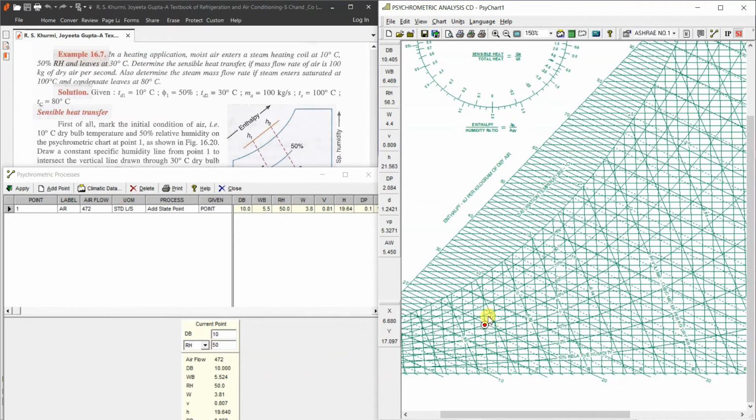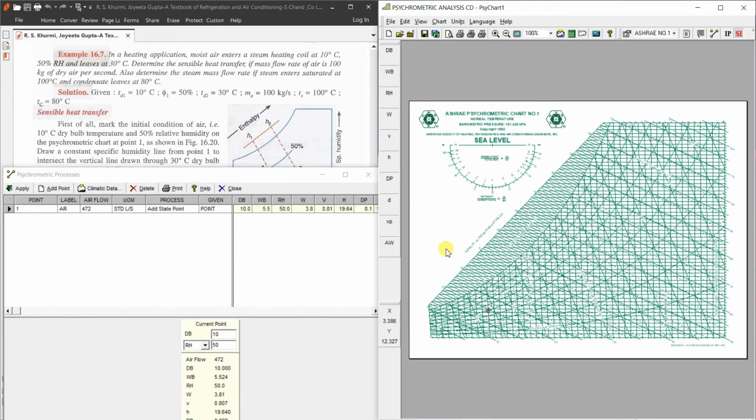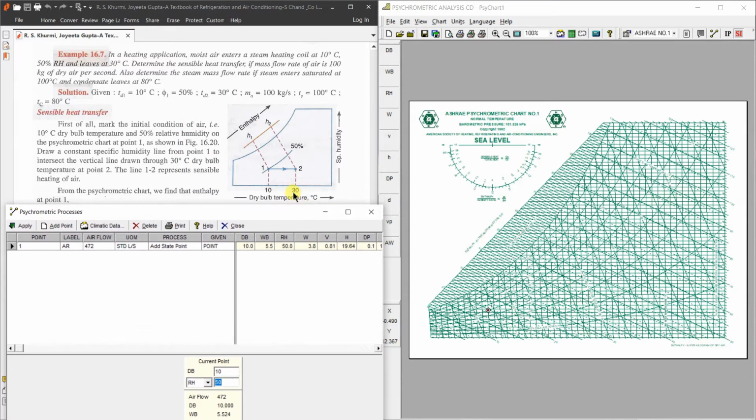Point number 1 is plotted over here, where you can read the dry bulb temperature is 10 degrees Celsius, and this line is the 50% RH line. Now point number 2 is at a temperature of 30 degrees Celsius and we know that this is sensible heating. So we will click add point. This is point number 2.